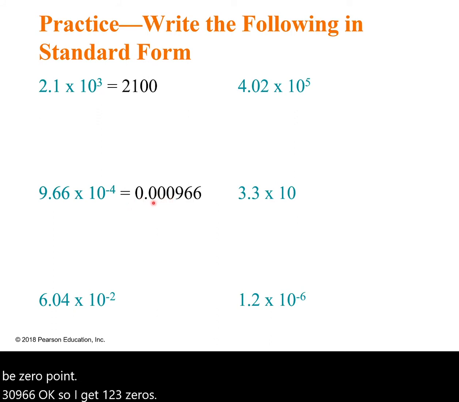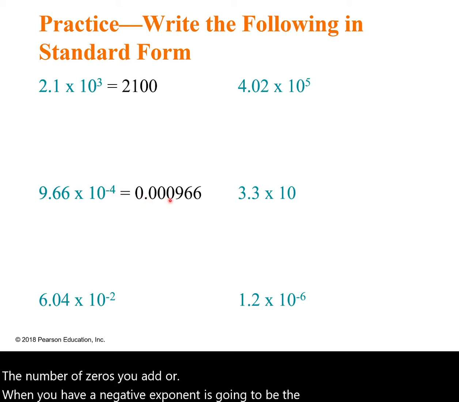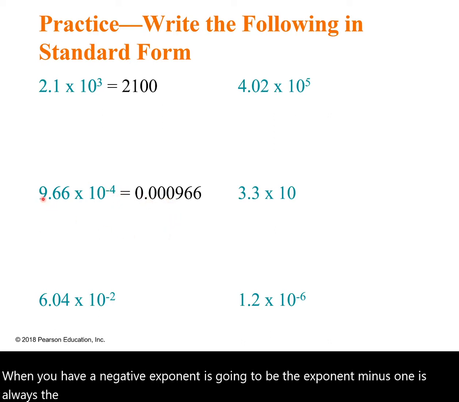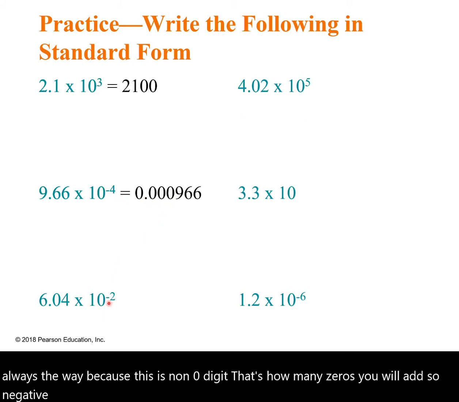The number of zeros you add when you have a negative exponent is always going to be the exponent minus 1, because this is a non-zero digit. That's how many zeros you will add. So negative 2, that means I'm adding 1 zero after the decimal point.